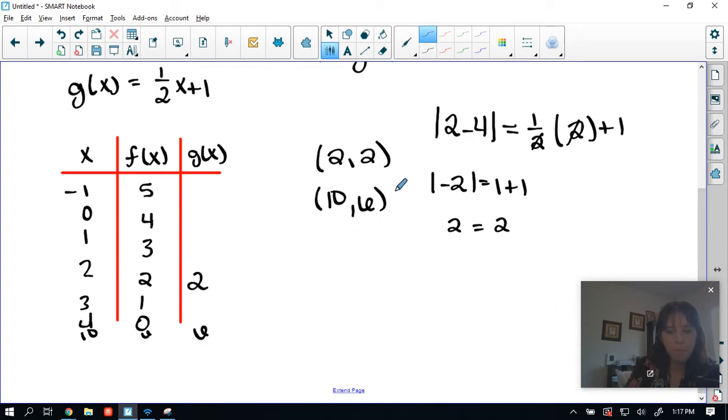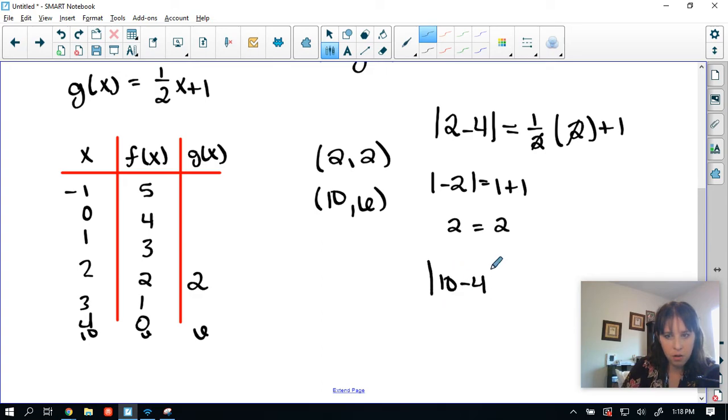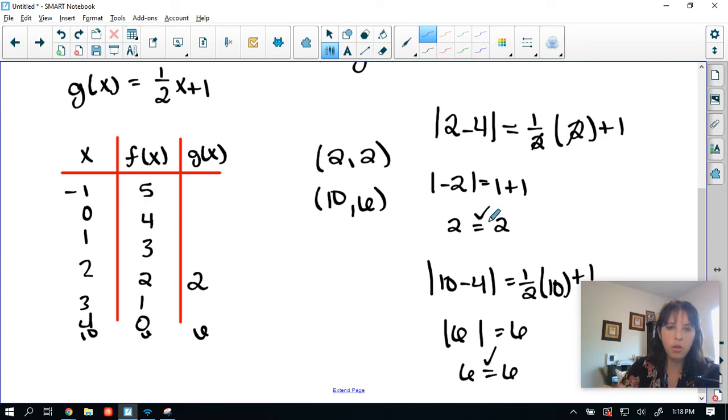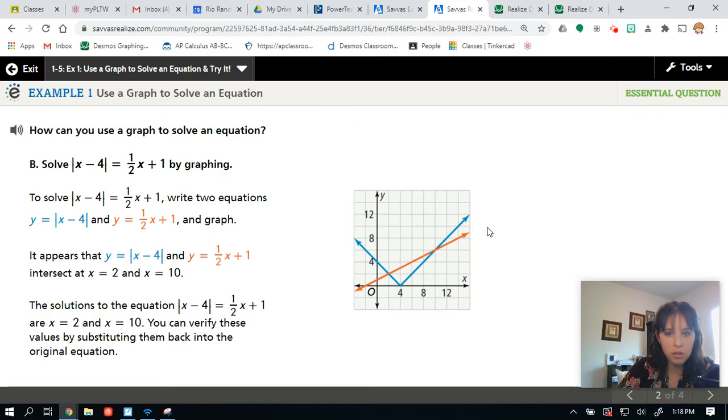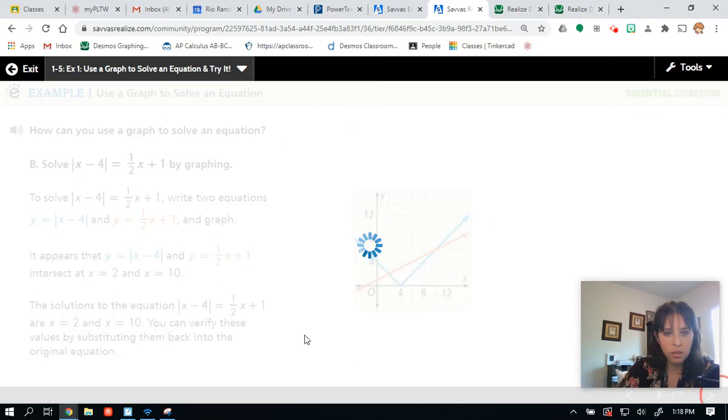And then let's try the 10. So 10 minus 4 equals 1/2 times 10 plus 1. That's going to be 6 equals 5 plus 1, which is 6. So 6 equals 6. That is true. So plugging it back in, we do get the right answer. We did have the right solutions.